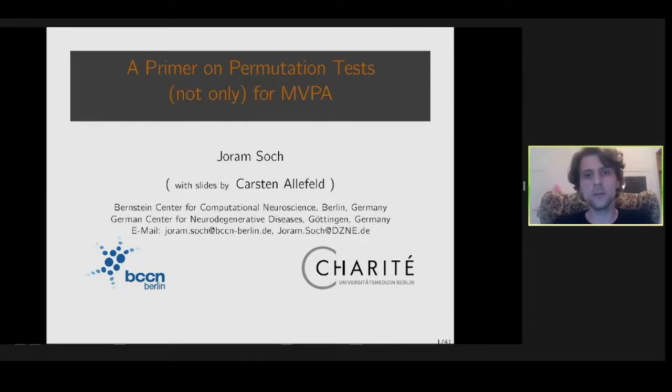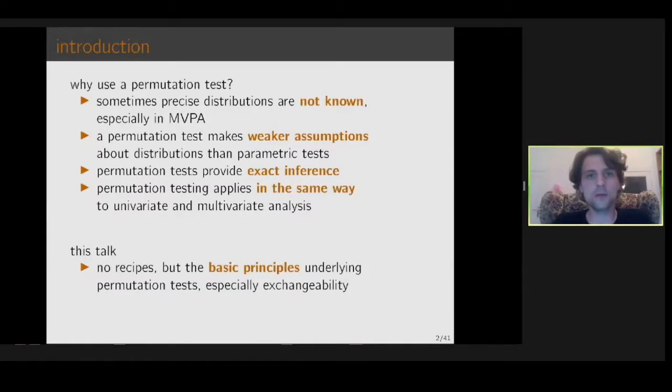When you're reading the words permutation test, you may be wondering, why should I use a permutation test? What's wrong with the significance tests that I'm performing? Well, the significance tests that we are running, and also Bayesian analyses, for example, make certain assumptions about the distribution of the data, especially about the noise in the data. And sometimes precise distributions are not known, especially in multivariate pattern analysis. And here a permutation test makes weaker assumptions. It doesn't make no assumptions, but it makes weaker assumptions about the distributions than such parametric tests.